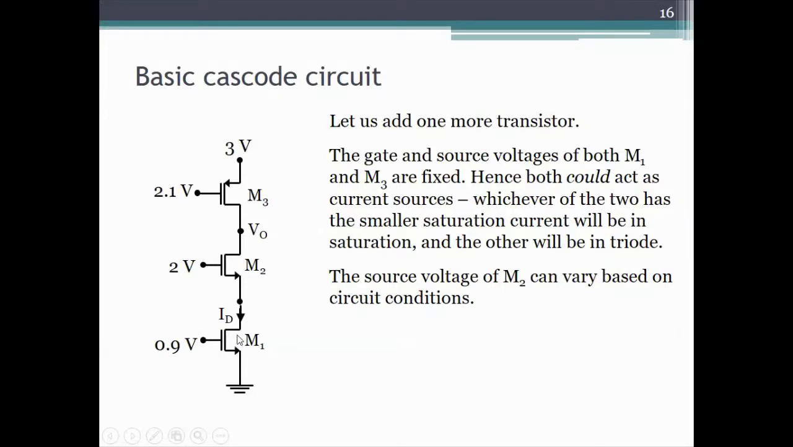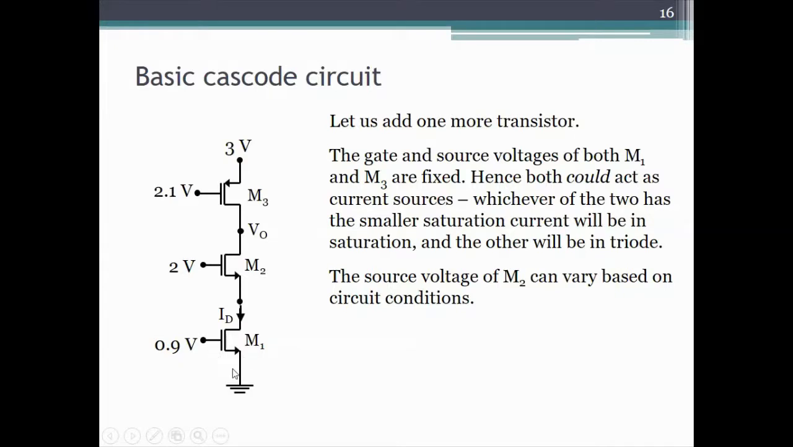Now, before we analyze quantitatively, we make an observation or a couple of them. One is that the gate and source voltage of M1 are fixed. The source is 0, gate is 0.9. The gate and source voltage of M3 are fixed, 3 volts and 2.1 volts. The gate voltage of M2 is fixed, but the source voltage of M2 will vary, it will adjust itself based on the rest of the circuit conditions. But the fact that M1 and M3 have fixed gate source voltages implies that they have fixed saturation currents.